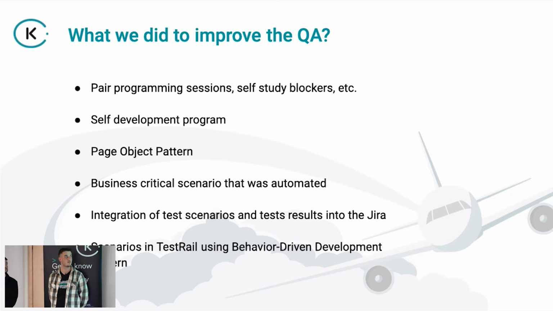What we did to improve the QA, we introduced pair programming sessions and self-study blockers to improve the programming skills of our QAs, which led to upskilling testers to a higher level. And we also introduced self-development programs, and as I said before, we invested in upskilling for 1 year, which led to upskilling more than 50% of our team.